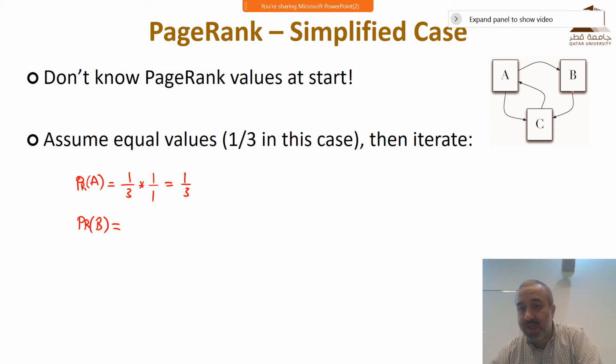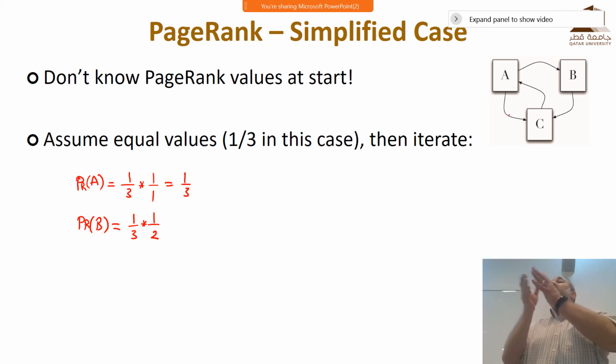So, who is pointing to B? A, right? Only A? Only A. Okay. So it will be 1 over 3, which is the PageRank of A, multiplied by 1 over 2. Why? Yeah, because A has 2 links.